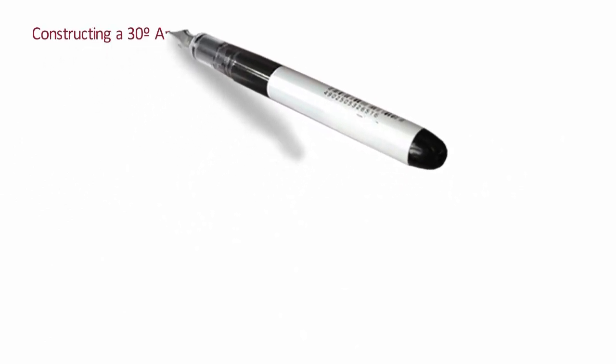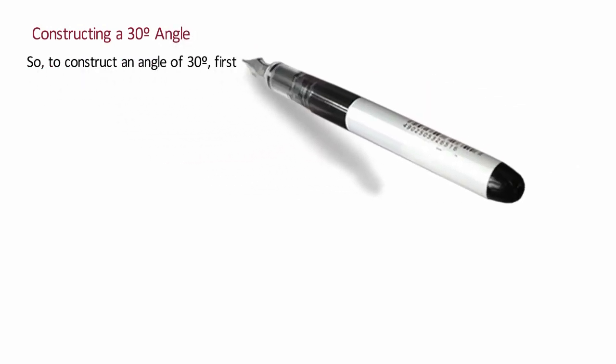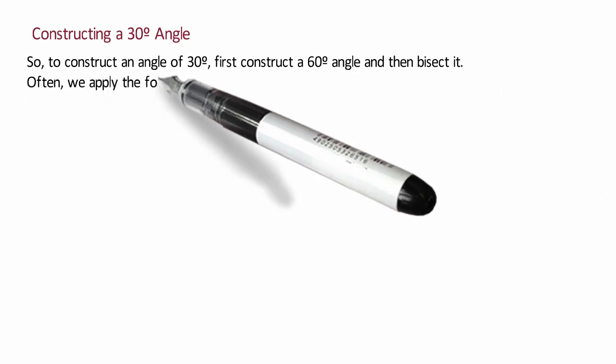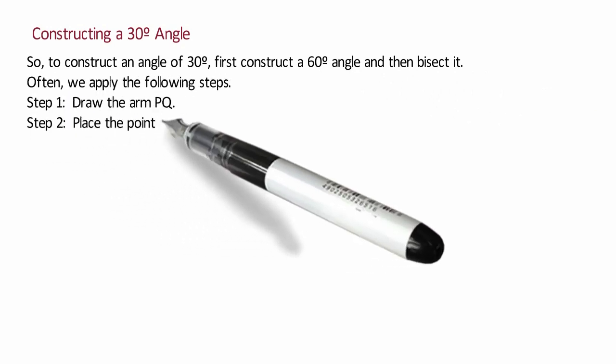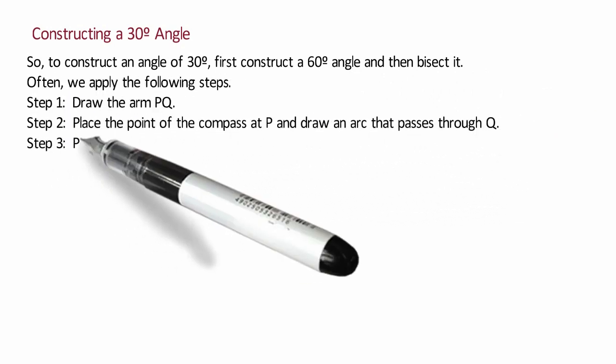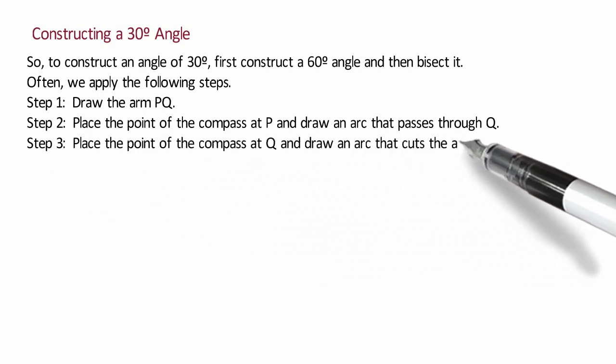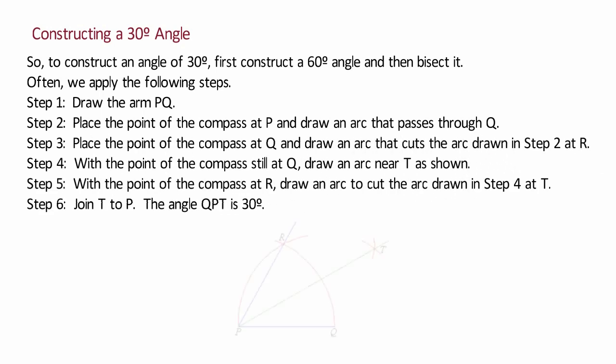Constructing a 30 degrees angle. So, to construct an angle of 30 degrees, first construct a 60 degrees angle, and then bisect. Often, we apply the following steps. Step 1. Draw the arm PQ. Step 2. Place the point of the compass at P and draw an arc that passes through Q. Step 3. Place the point of the compass at Q and draw an arc that cuts the arc drawn in Step 2 at R.